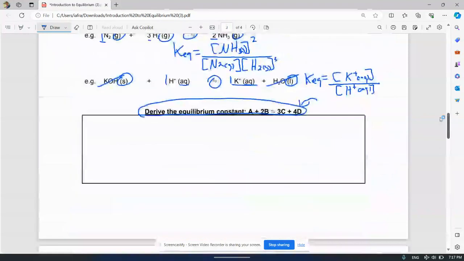In this video, we're going to take a look at the relationship between the rate constant and the K value, the K constant for equilibrium. So suppose that you had this reaction over here, right? This A plus 2B produces 3C plus 4D.